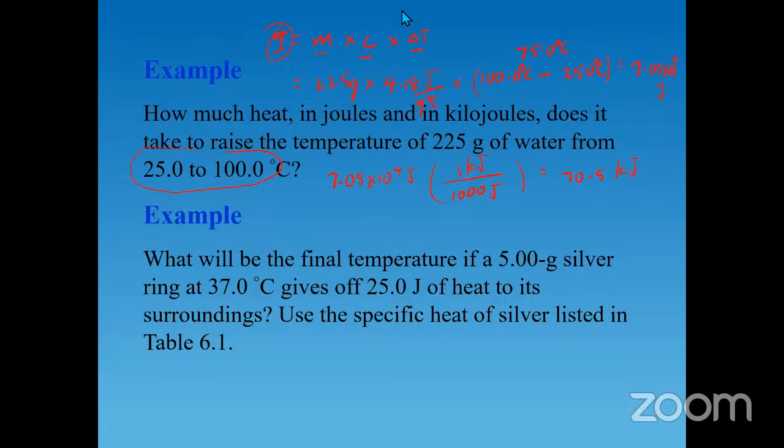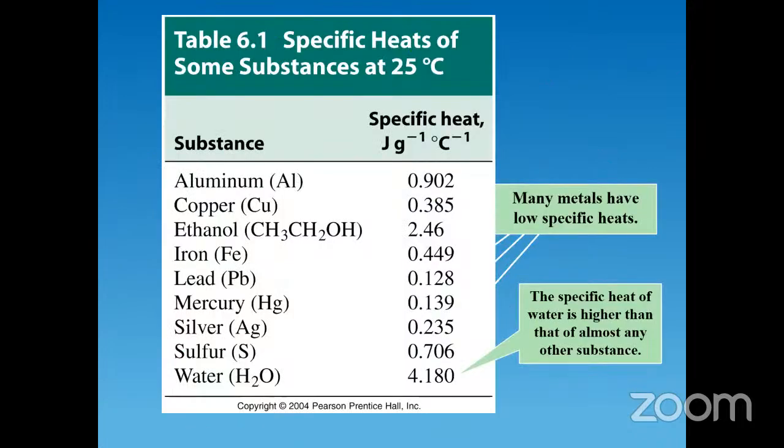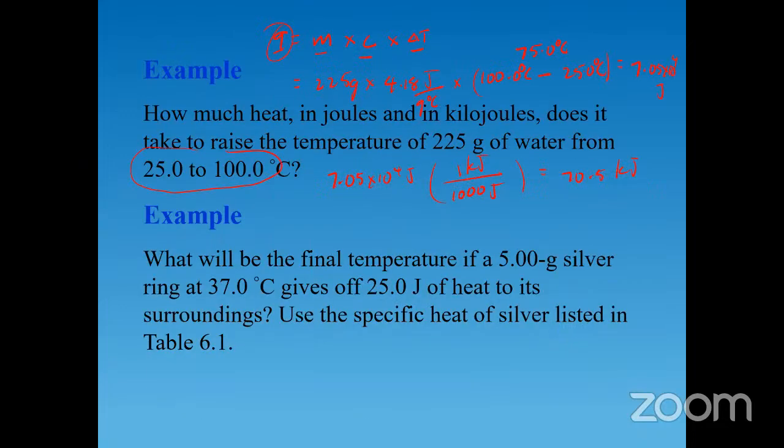Okay, so the next example, it says what would be the final temperature if a 5.00 gram silver ring at 37 degrees Celsius gives off 25.0 joules of heat to its surroundings. And it says use the specific heat of silver listed in the table that we saw earlier. So the table gives you that the specific heat of silver is 0.235. I'm just going to write this down here. C is equal to 0.235 joules per gram degree Celsius.